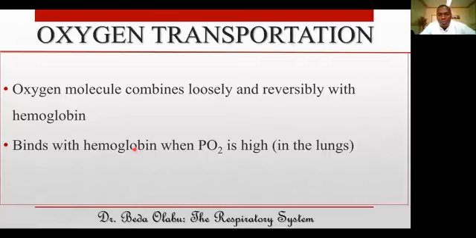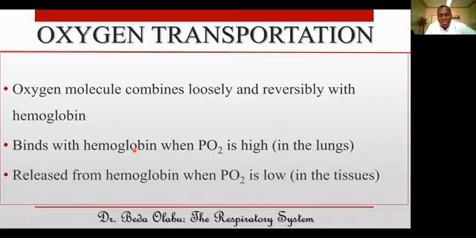However, when the concentration of oxygen is low, as what happens in the tissues, then hemoglobin loses or releases the oxygen molecule. And that is what happens in the tissues. So at the tissue level, oxygen and hemoglobin dissociate so that now oxygen can go to the tissues through diffusion.